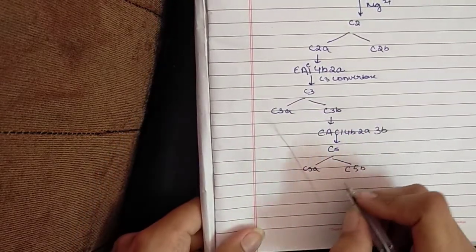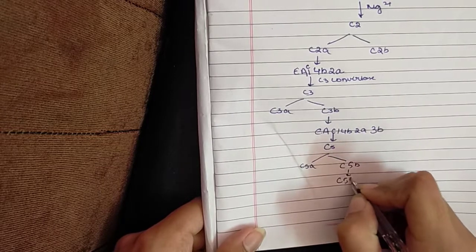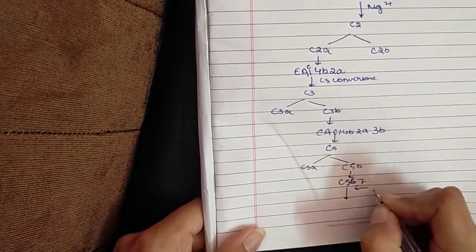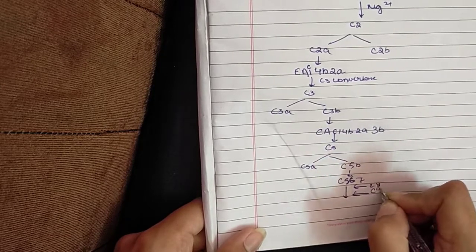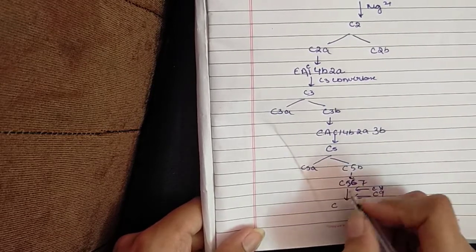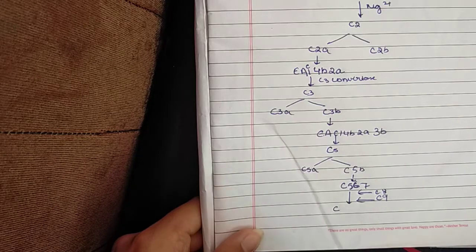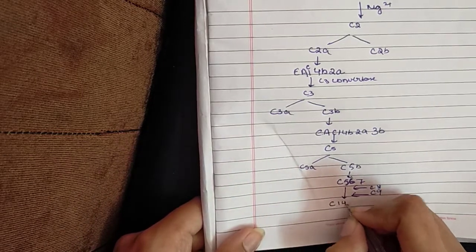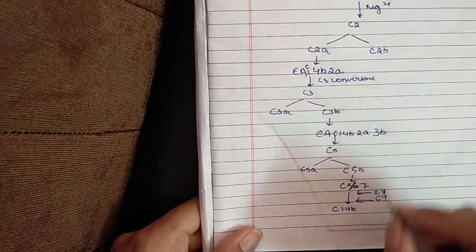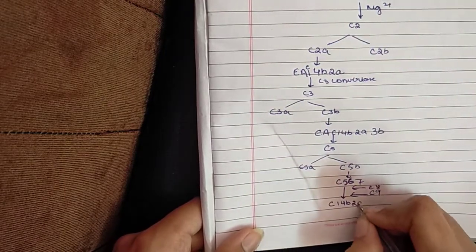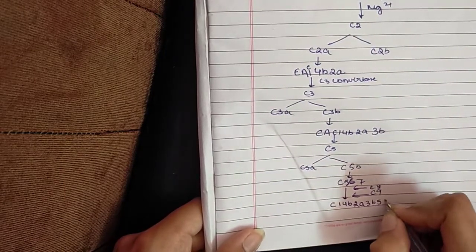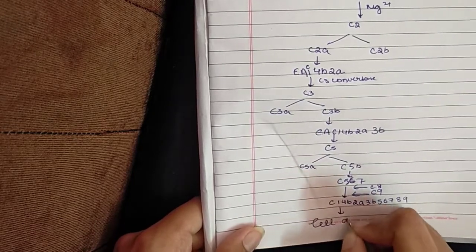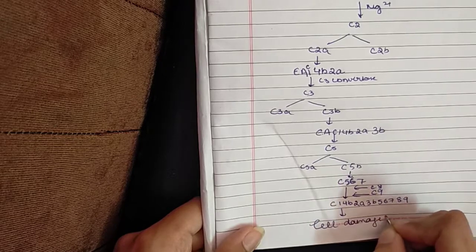Now it will react with this C5, 6, 7. Now C8 will come, C9 will come, which will lead to the formation of, just repeat what you have written earlier. Now what you have is C1, 4B, then you reacted it with 2A, then with 3B, then you have 5, 6, 7, 8 and 9. This ultimately causes cell damage and lysis.